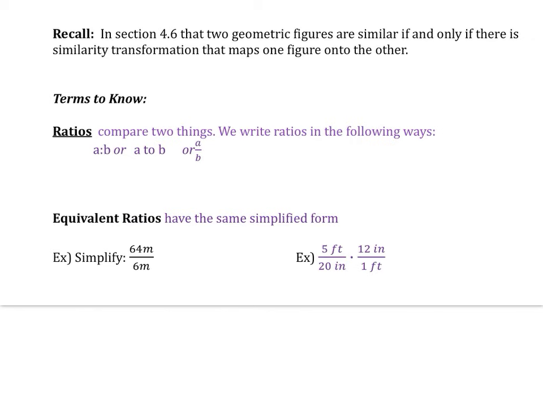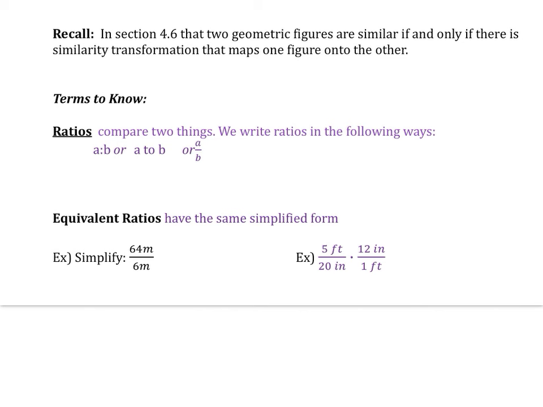All right, recall in section 4.6 that two geometric figures are similar if and only if there is a similarity transformation that maps one figure onto the other. So, similarity comes from a transformation.